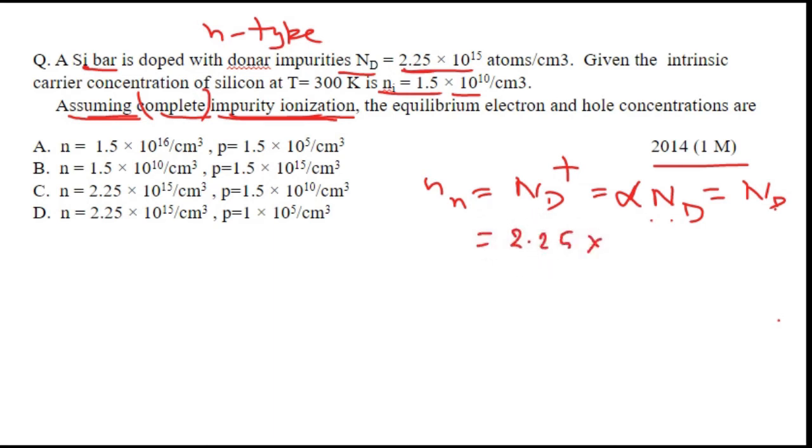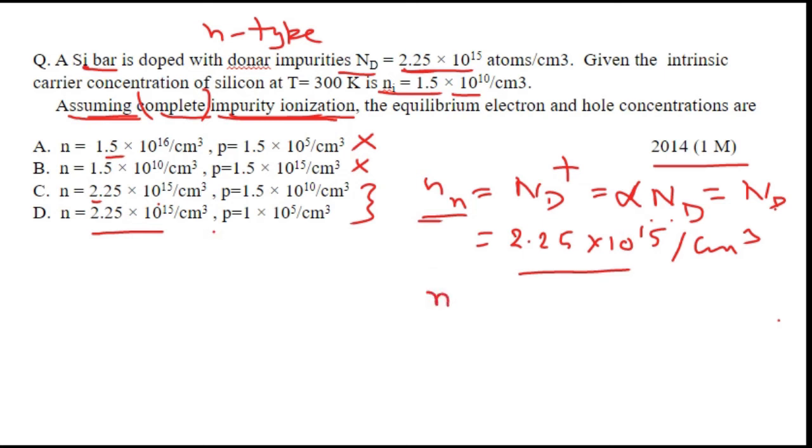2.25 into 10 to the power 15 atoms per centimeter cube. So let's first see the options. What is the value of N? In the first option it is 1.5 into 10 power 16, so it is not our answer. In the second option it is again 1.5, so it is also not our answer. In option C it is 2.25 into 10 power 15. In option D also it is the same one. So our answer is either C or D. So for that we need to calculate what is the value of P.